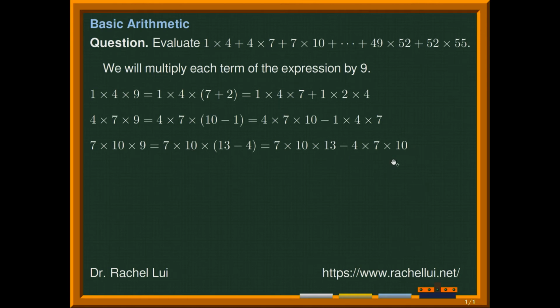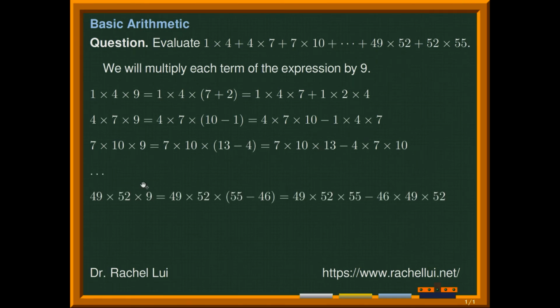Then I see that this term and this term will cancel out each other later. Let's get to the second last term, 49 times 52. We will also multiply this term by 9. But then I will change the 9 into 55 minus 46. So why 55? I think right now you know the answer. It's because 49 plus 3 is 52, 52 plus 3 is 55. That's why I need the 55. And 55 minus 46 is 9. So here I put down 46. So we have 49 times 52 times 55 minus 46 times 49 times 52.